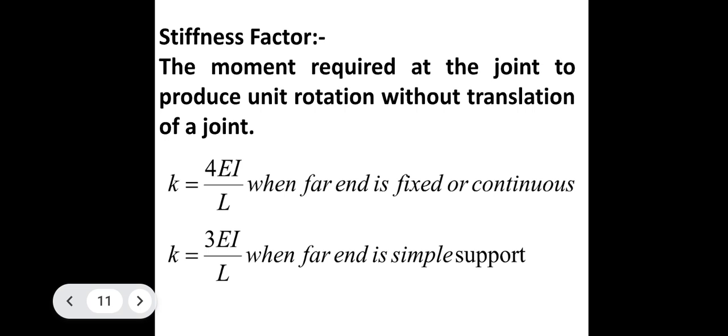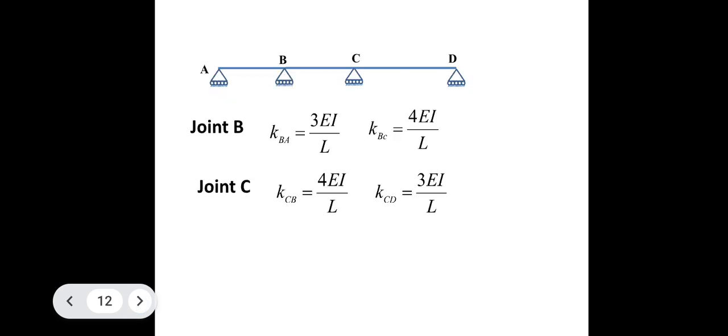One is 4 EI by L and another is 3 EI by L. You can observe here 4 EI by L when the far end is fixed or continuous, and 3 EI by L when the far end is simple. Let's take some examples and try to understand this.